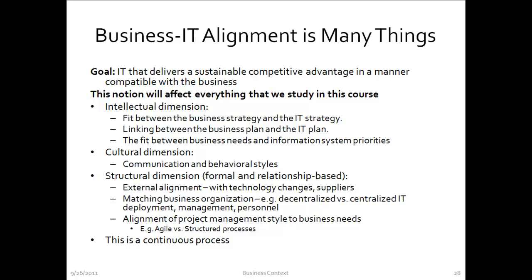Business IT alignment is really along 3 dimensions. One is the intellectual dimension, which is in all the planning and so on that takes place within an organization. The IT plans and the business plans must be compatible or must fit together. So there must be fit between the business strategy and the IT strategy. There must be linking between the business plan and the IT plan. There must be a fit between the business needs and the business priorities and the information system priorities.